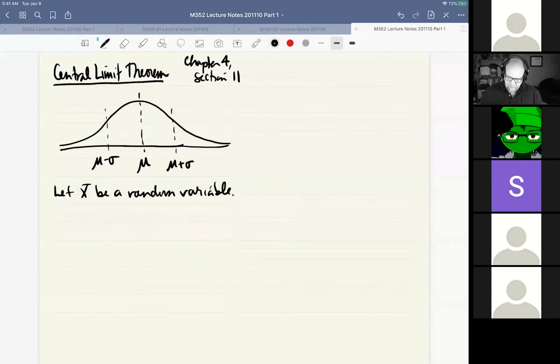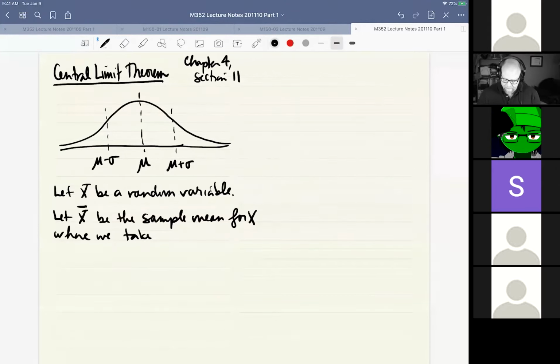So we've been talking about sample statistics, point estimators, and the most important one to us is the mean, the sample mean. And so the central limit theorem will talk about the sample mean. So we're going to let x bar be the sample mean for x, where we take a sample of size n. I could put a subscript on that x bar, but little n is going to be our sample size.